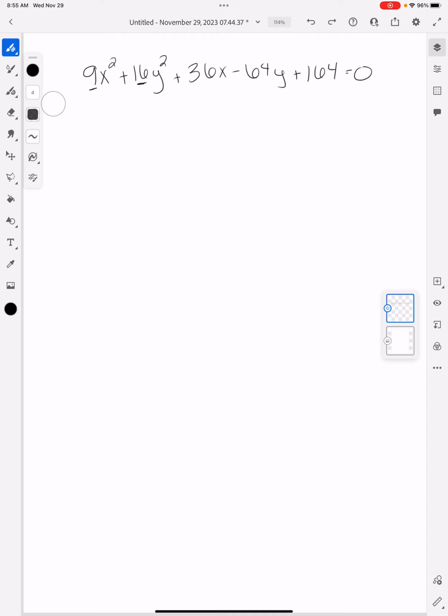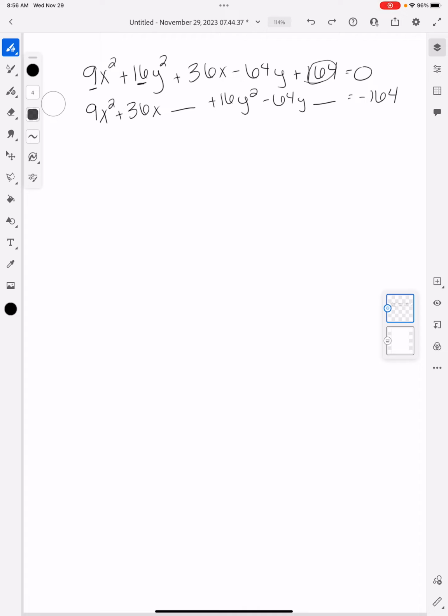So my first step is going to be the same as it was before, and it's going to be to rewrite the x terms together, and we're going to have that blank, and then we're going to rewrite the y terms together, and we're going to have that blank so that we can work with copying it over. And then I'm going to take this 164 and subtract it to move it to the other side so that it's not something I have to worry about.